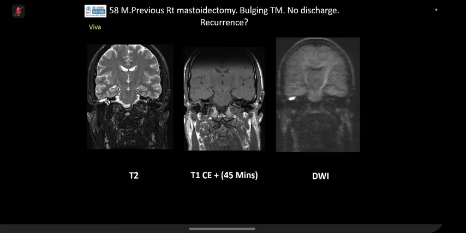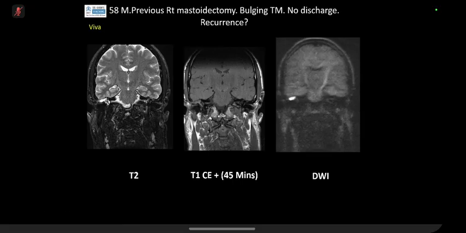How do you do that imaging? This is on this slide. You do a 45-minute delay scan with contrast. Granulation tissue will enhance, fluid will not enhance, cholesteatoma will not enhance, and cholesteatoma will show restricted diffusion. By this technique, if you do it with contrast 45-minute delay, you can differentiate between fluid, granulation tissue, and cholesteatoma.